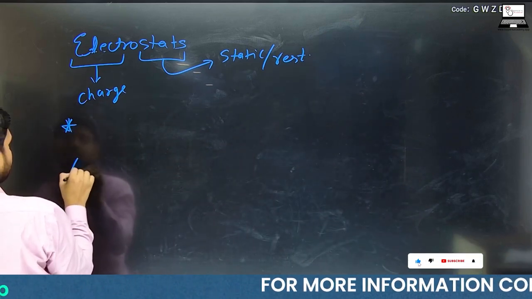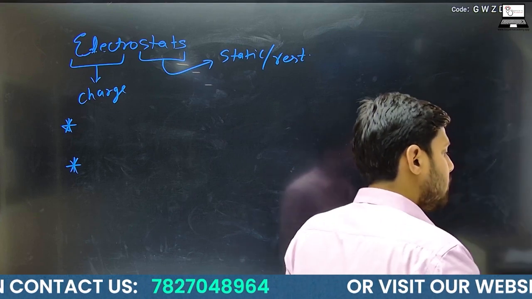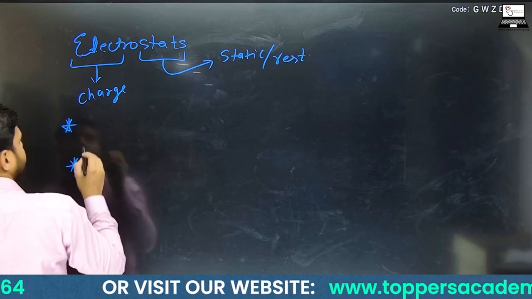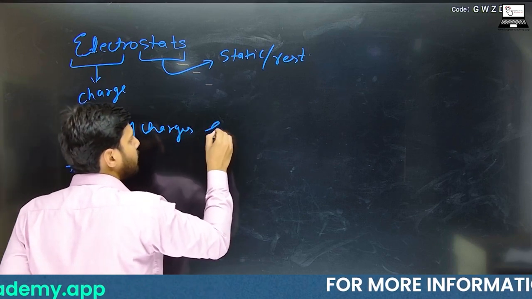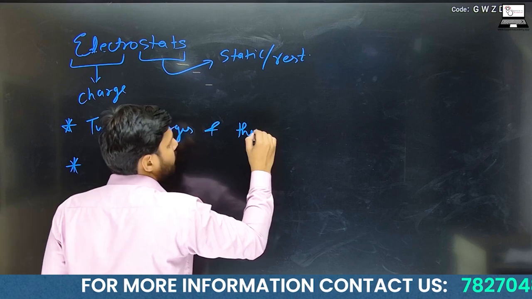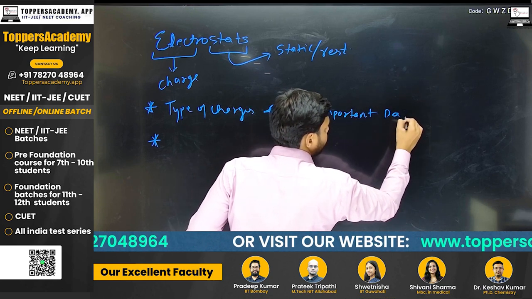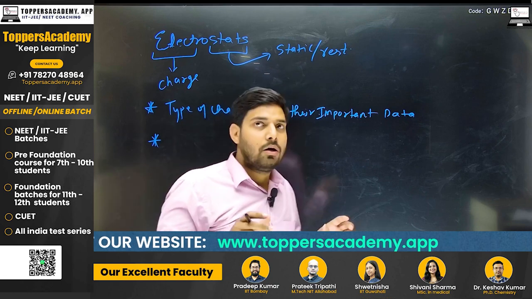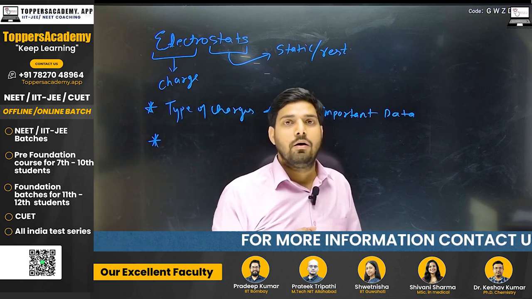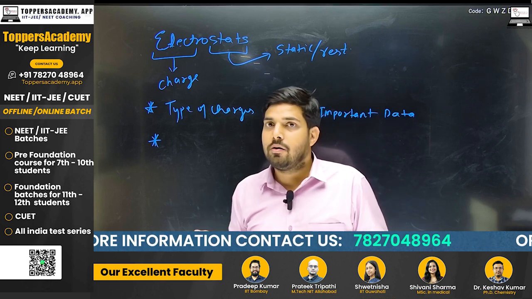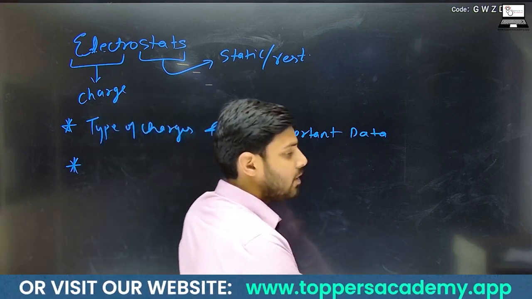So there are two topics in today's class that we are going to study. The first is types of charges and their important data. What is charge? What is the minimum quantity of charge? If there is a minimum quantity, who acquires it? What is the mass of a minimum quantity charge? These are the things that we are going to discuss.